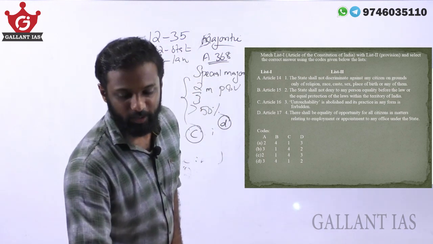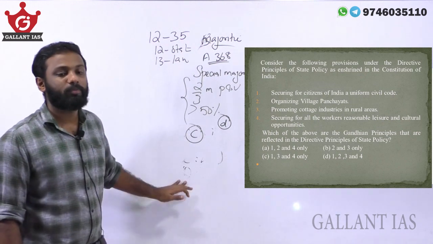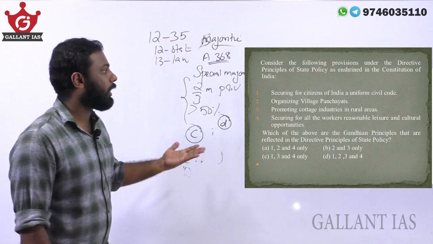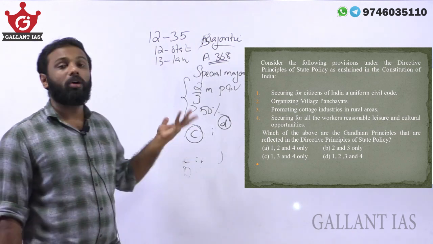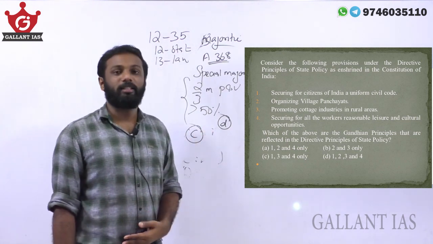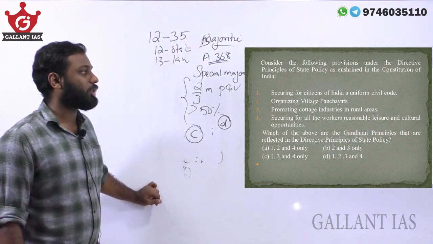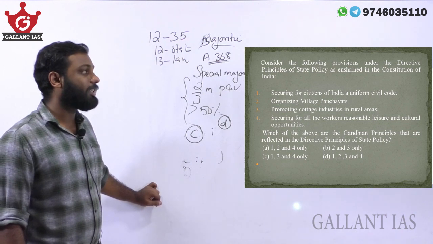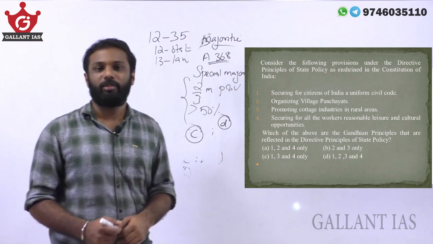Moving on to next question. Consider the following provisions under the directive principles of state policy as enshrined in the Constitution of India. 1. Securing for citizens of India a uniform civil code. 2. Organizing village panchayats. 3. Promoting cottage industries in rural areas. 4. Securing for all the workers reasonable leisure and cultural opportunities. Which of the above are the Gandhian principles that are reflected in the directive principles of state policy?